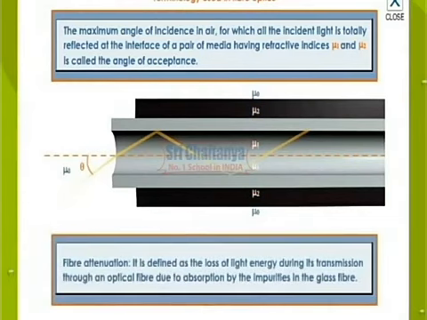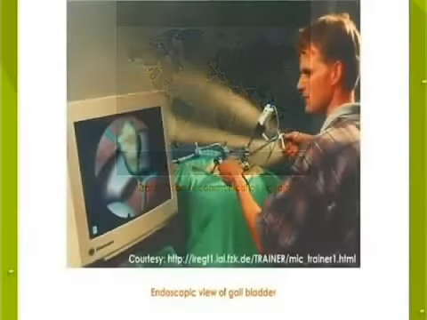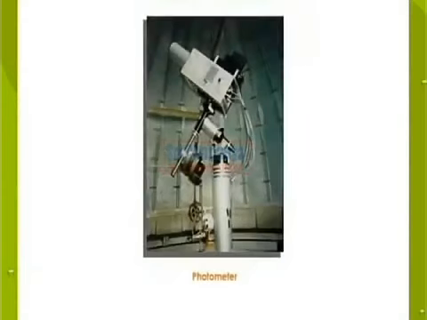Fiber attenuation. It is defined as the loss of light energy during its transmission through an optical fiber due to absorption by the impurities in the glass fiber. Applications of optical fibers. Optical fibers are used to transmit communication signals, in endoscopes used to investigate interior organs which cannot be viewed directly, and in photometers.